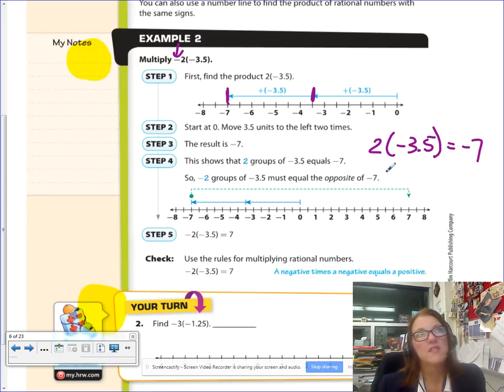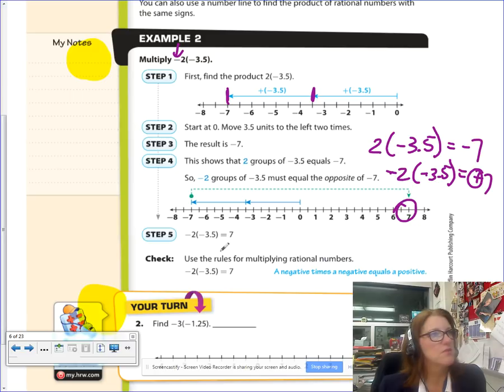So now if I say, what's negative 2 times negative 3.5? That's like saying the opposite of whatever this was. That's why you get the positive 7. Okay? So they kind of go through this process of flipping it around or taking the opposite and finding that value over here on the number line. But I'm totally fine with you jumping right to this stage now if you've got it. Same sign, positive answer, multiply the absolute values.